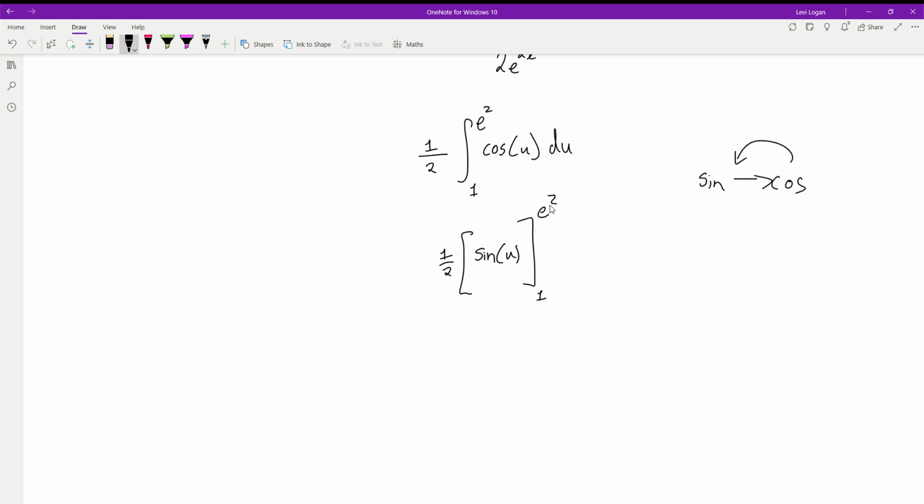Now we're going to substitute the first bound in here first. So we have a half brackets sine of e squared minus, substitute the next bit in, sine of 1. Now you can't work this out in your head. You need to use a calculator. So if you use a calculator, this answer should be approximately, considering the half at the front, it should be 0.02619.